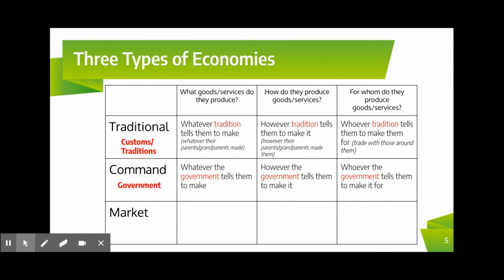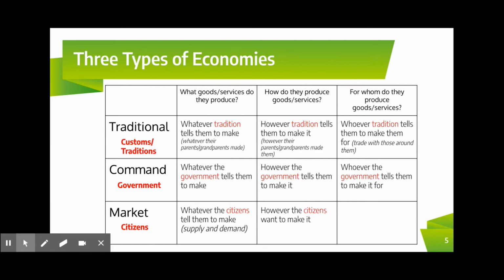For a market, all of the questions and all the decisions are going to be answered with citizens. So the citizens decide what goods and services to produce. It's all about supply and demand. Whatever the citizens demand, whatever the citizens want, is what the companies will supply. So when demand for an item goes up, supply will go up to match the demand.